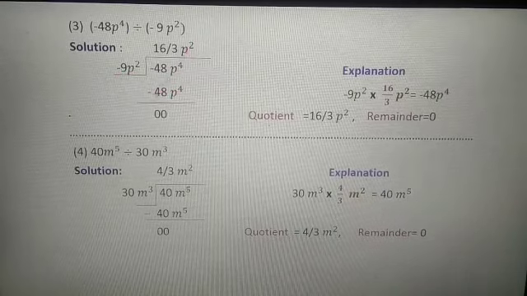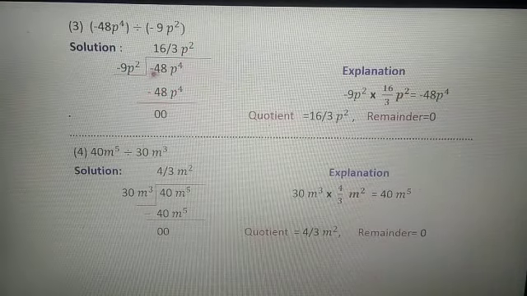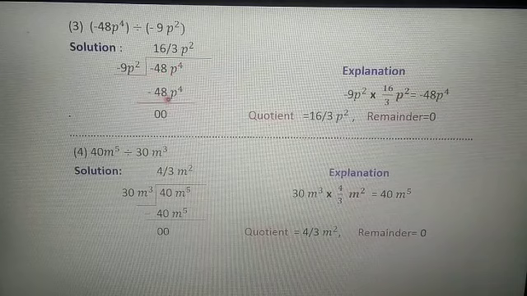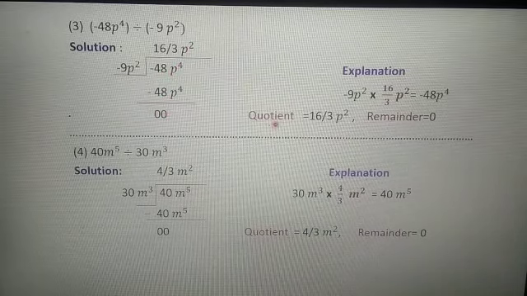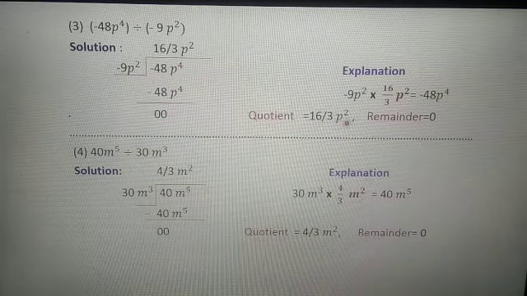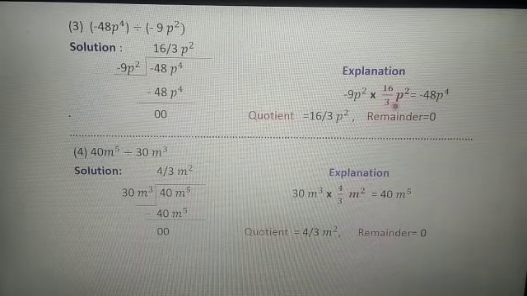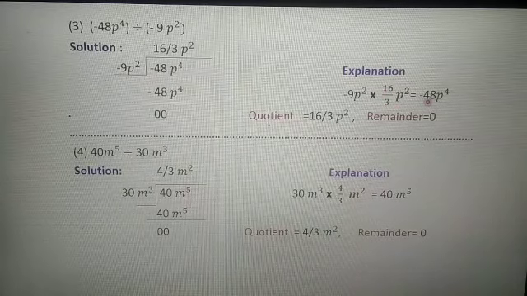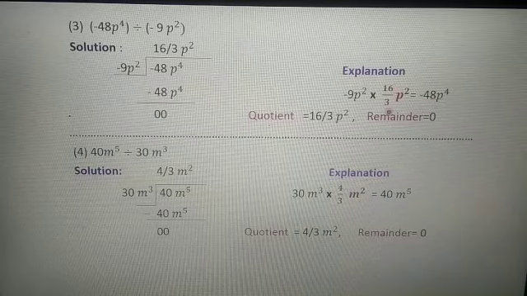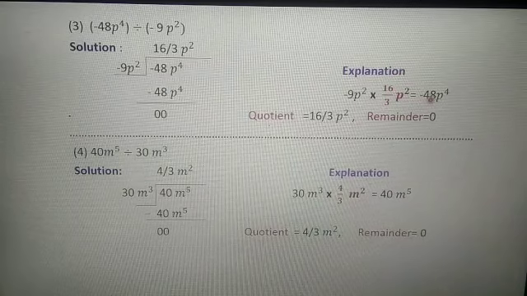Now as we are subtracting these two terms, below the minus sign put a plus sign, so that minus 48p raised to 4 and plus 48p raised to 4 get cancelled, and we get the remainder as 0. So the quotient is 16 upon 3 p square and the remainder is 0. Understood, children? When we get a fraction, in that case we find the factors of 48. 16 into 3 is 48, that's why we have taken 16 upon 3, so that after calculation we get minus 48.